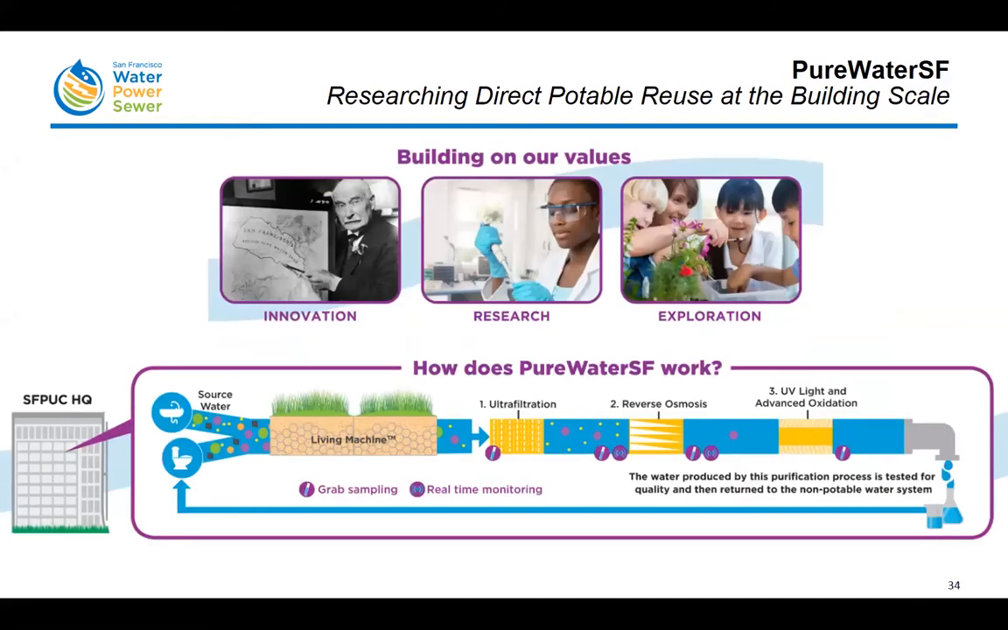Another part of our innovations program is our Pure Water SF project. This project actually just wrapped up, and the purpose of this project was really to research and understand what it would take to do direct potable reuse at the building scale. We were in a unique position because we have this on-site water treatment system, the Living Machine, in our building. And so we wanted to do some research to understand how to further treat that water to drinking water standards. We were not making our employees drink this water. It was really just for research, and we were putting all the treated water back into our toilet flushing system.